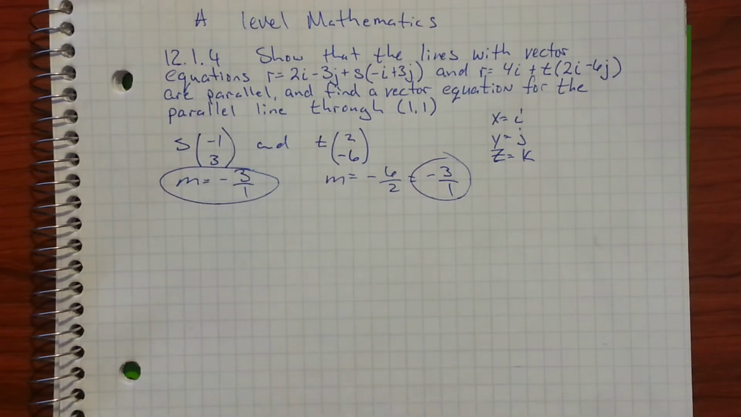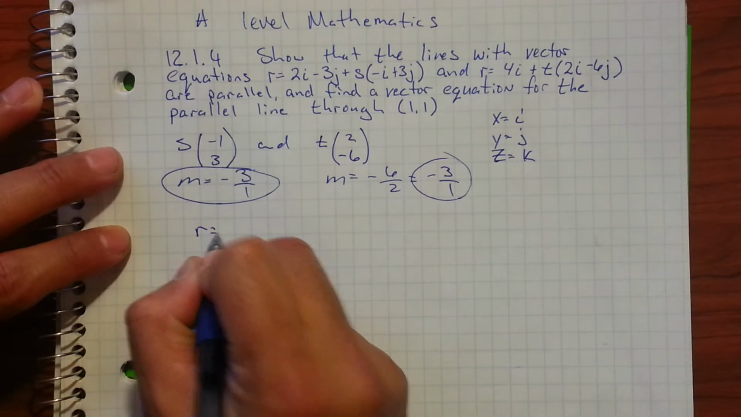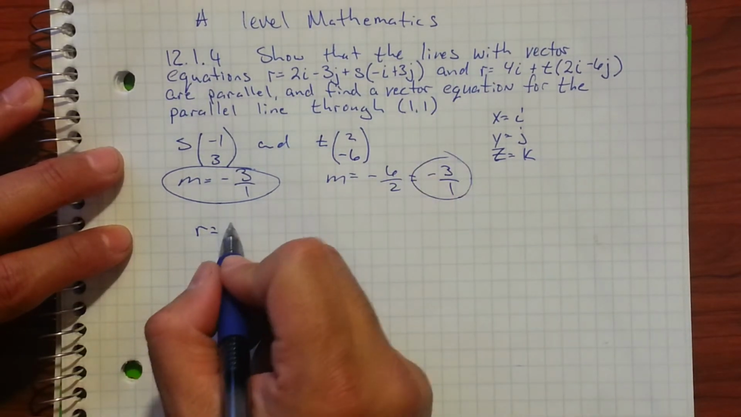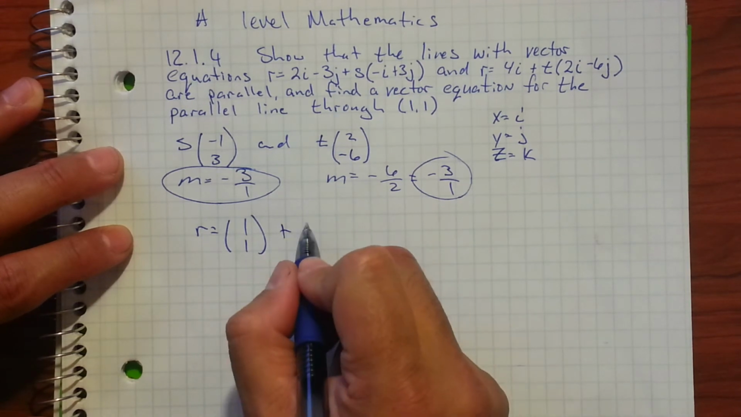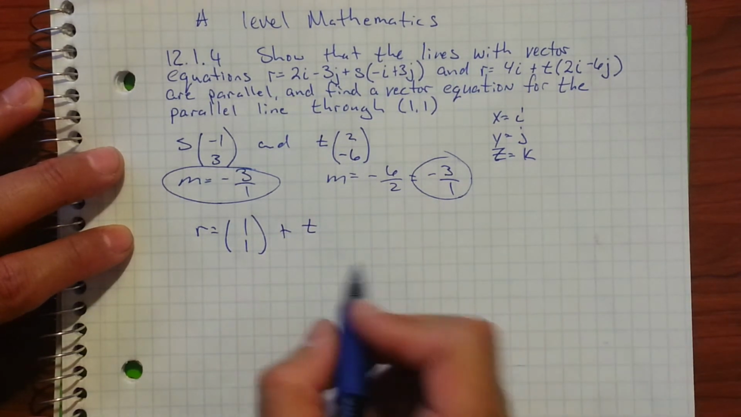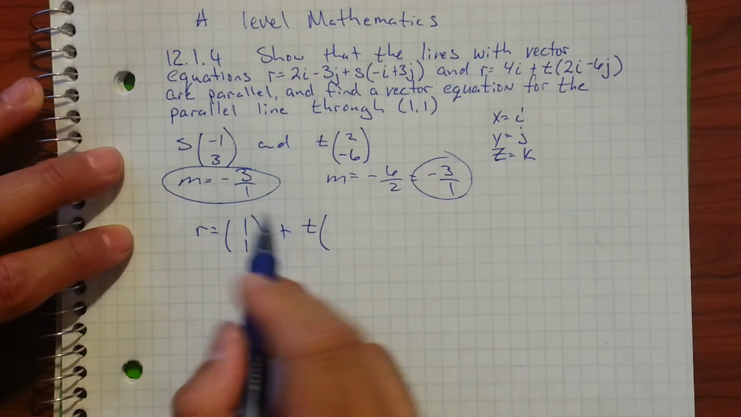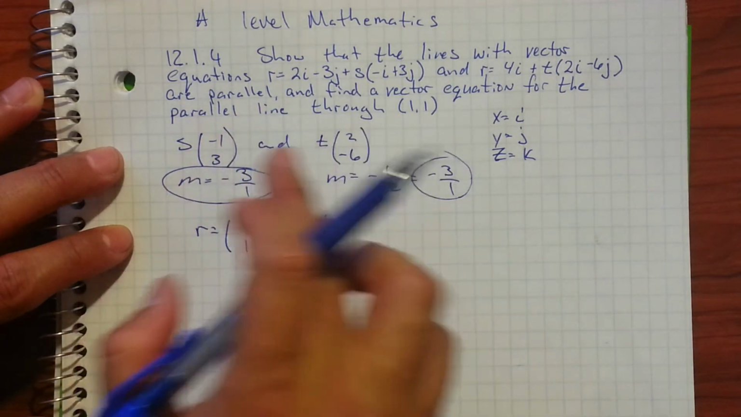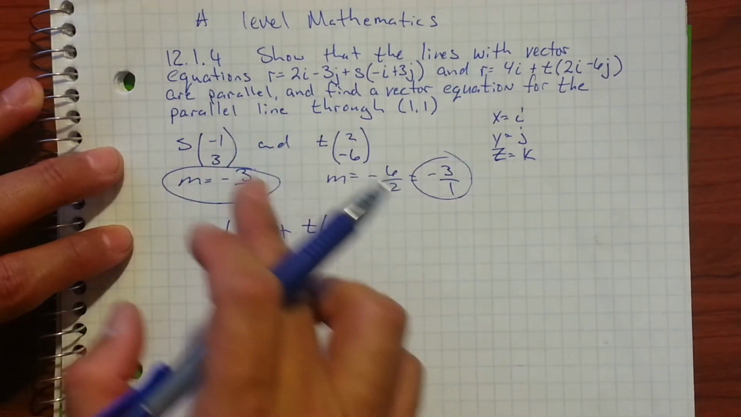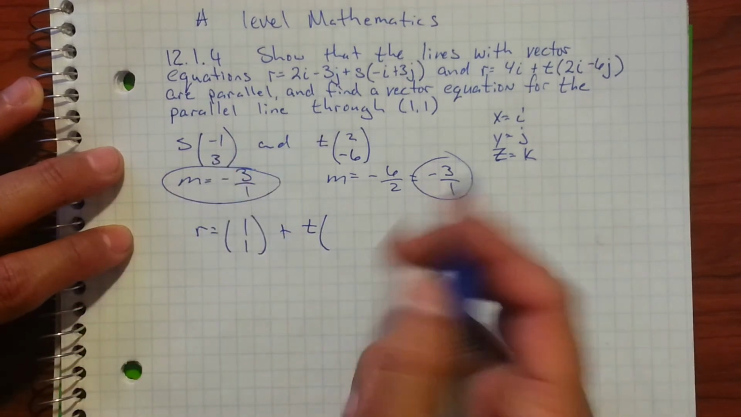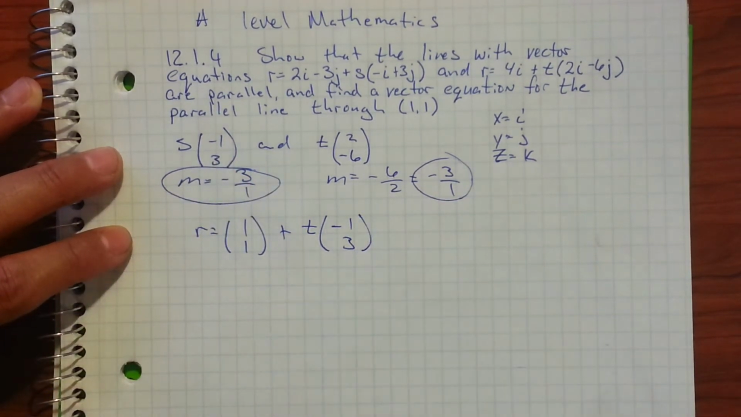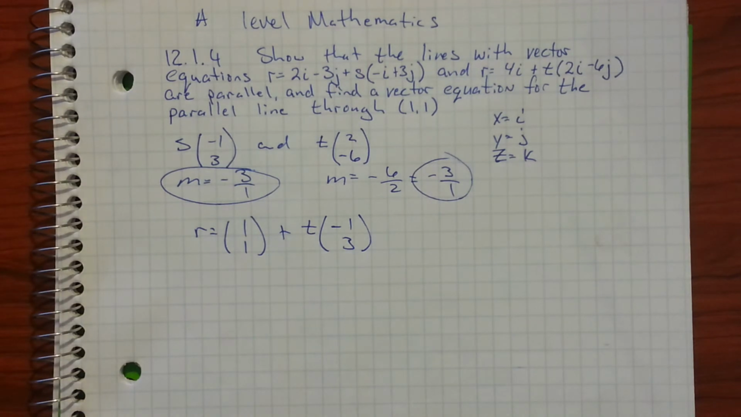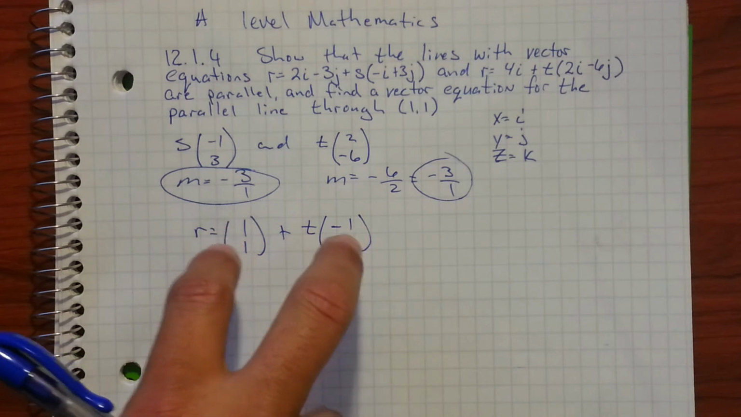So for my equation, I'm going to have r is equal to, if it's through this point, 1 over 1 plus t. I'm going to call it t because I feel like it. And I could use either one of these that I want because they're the same thing. They're just multiples of each other. So this one right here, I'm going to use negative 1, 3. So on this one right here, that is my vector equation. So there it is in that form.